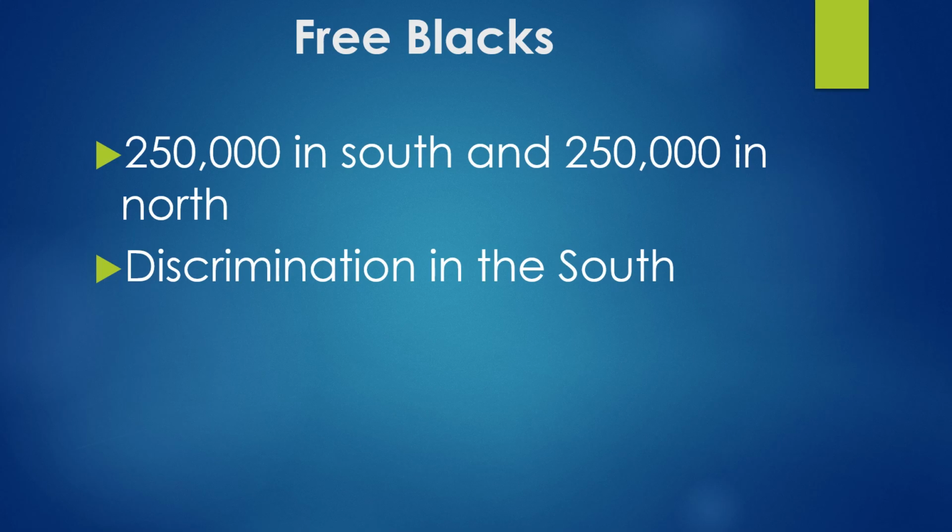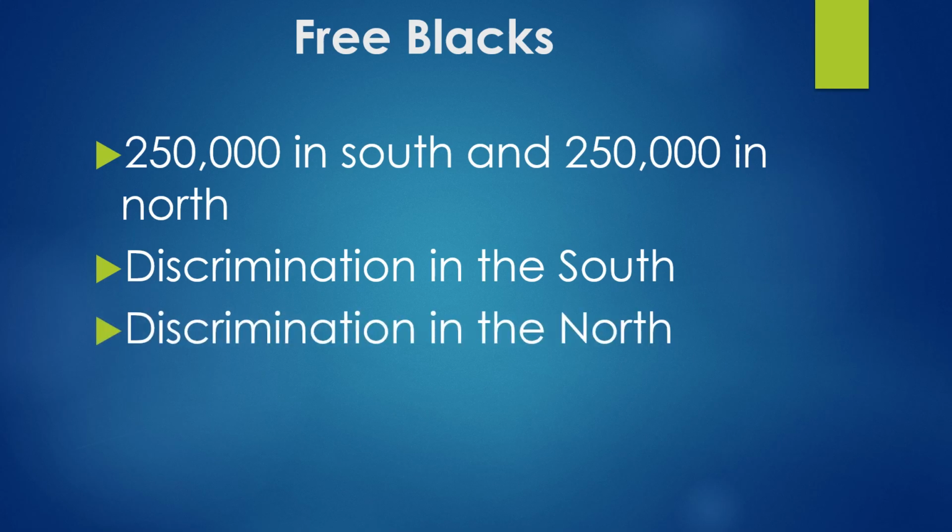In the South, free blacks were prohibited from certain occupations. They were prohibited from testifying against whites in court and always in danger of being forced back into slavery by slave traders. In the North, some states forbade their entrance or denied them public education. Some segregated blacks in public facilities.